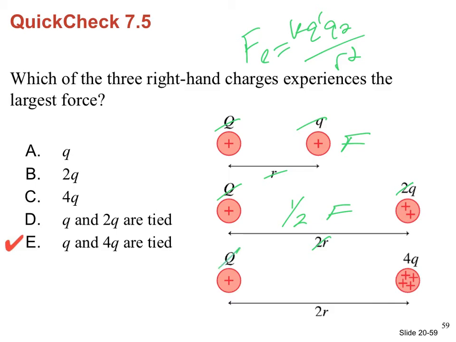Now I have Q, 4Q, and 2R. So now I have 4 times the numerator, and I still have 1/4 the denominator. So I'm going to get F, which means that this guy right here and this guy right here are in fact tied. They're equal forces.